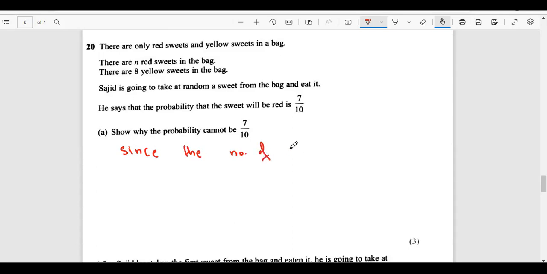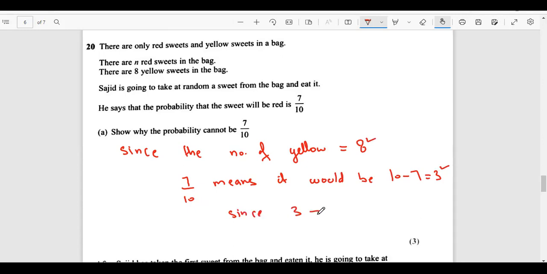that since the number of yellow sweets is 8, 7 by 10 means it would be 10 minus 7, that is 3. Which is not the truth. 7 by 10 is for red. So this means that the number of yellow sweets would be 3, but the number of yellow sweets is 8. Since 3 is not equal to 8, that is why this probability is not true. Or you can write any other explanation that would also work, right?